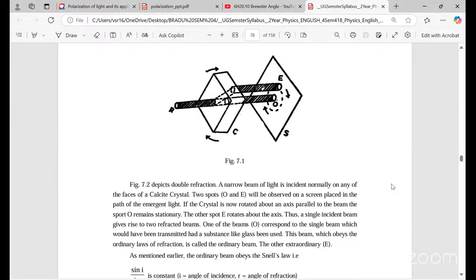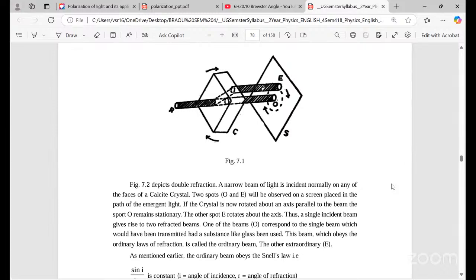Okay. So that is the case here. A single incident beam may give you two refracted beams. One is the ordinary, which corresponds to the single beam transmitted through a substance like glass, and this beam obeys the ordinary laws of refraction, which is called the ordinary beam. And the other is the extraordinary ray.